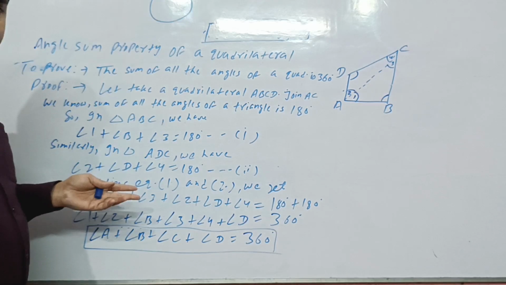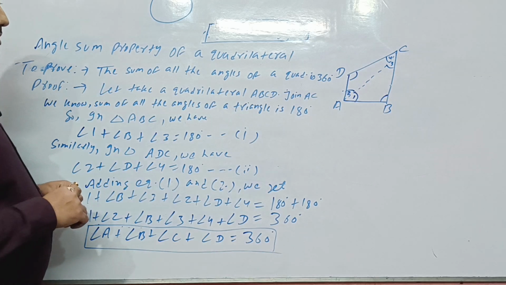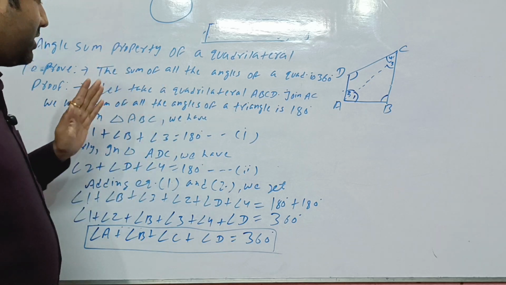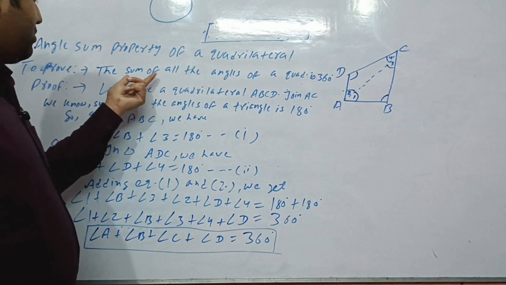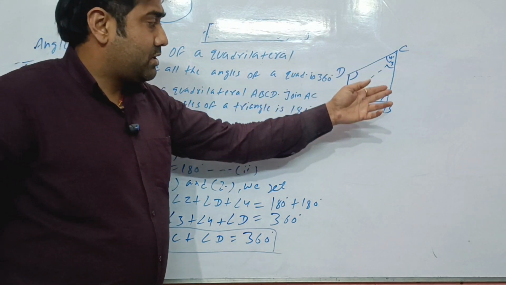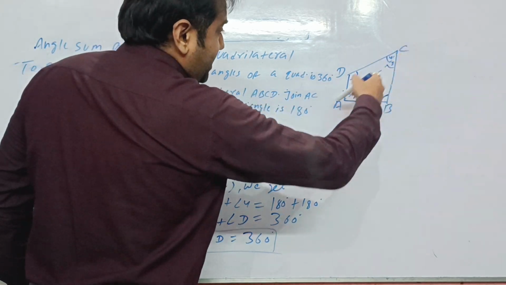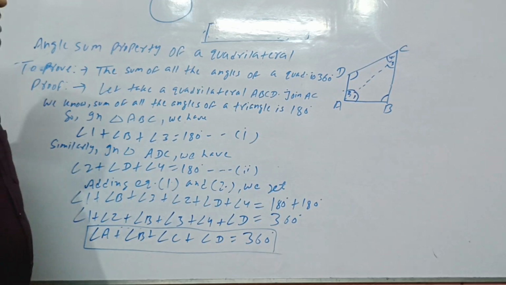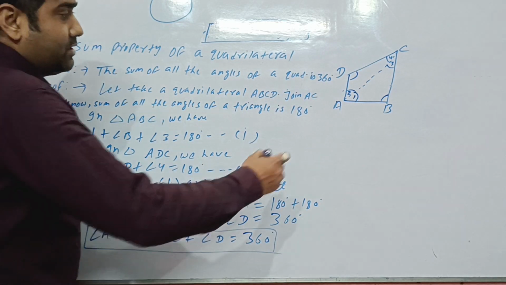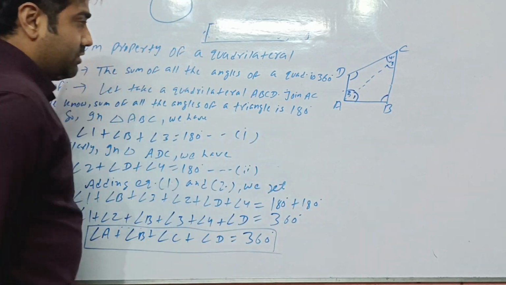I think you understand this. Let's start again from the beginning. What we have to prove here? The angle sum property of a quadrilateral. It tells us that the sum of all the angles of a quadrilateral is 360 degrees. First we draw a quadrilateral named ABCD. Then we join AC. AC is the diagonal. Once we join AC, we get these angles, and these angles are converted into two more angles each: angle 1 and angle 2, angle 3 and angle 4.